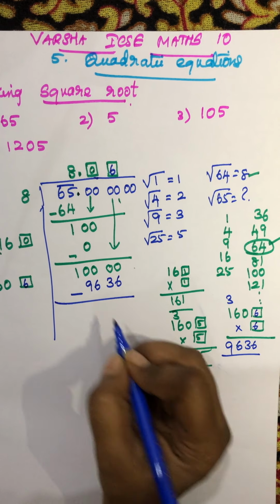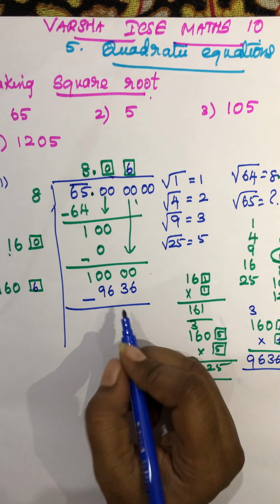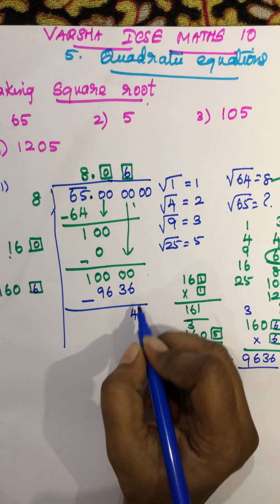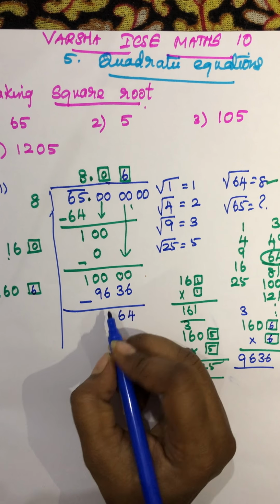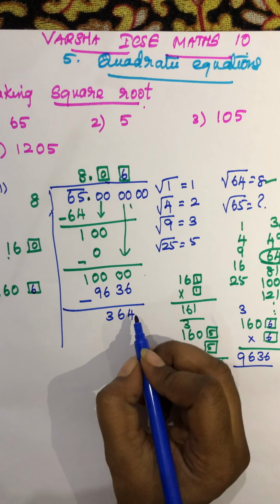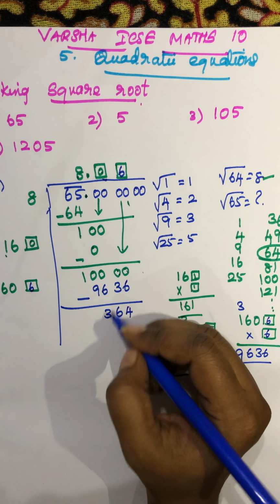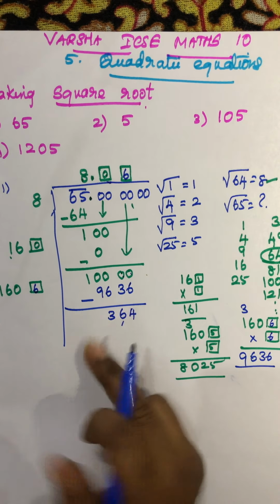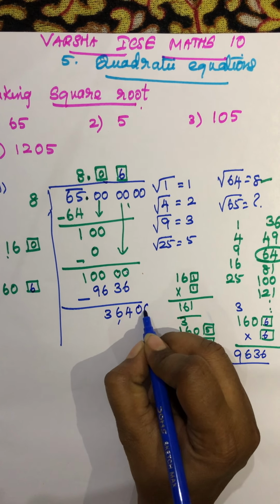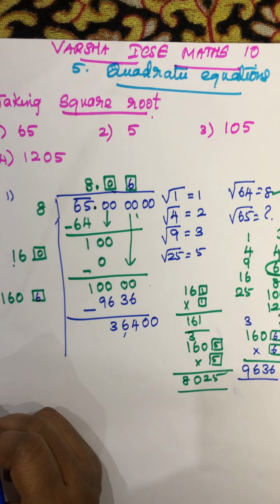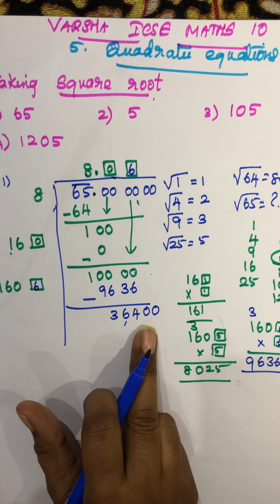That is 9036. Again you have to take a subtraction. If you subtract, you will get 4 6 3. Is that right, students? You just add 0, again 1 is 0, this is 0 and 0. So again you have to take zeros. So this is 36,400.